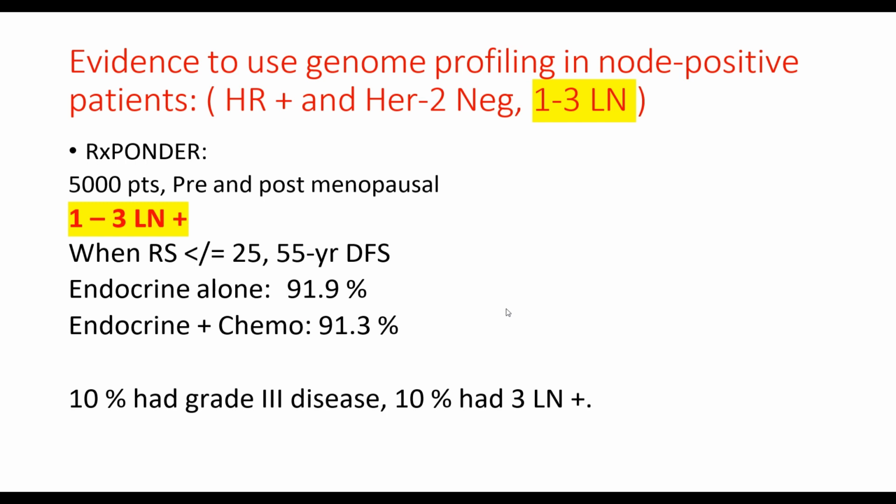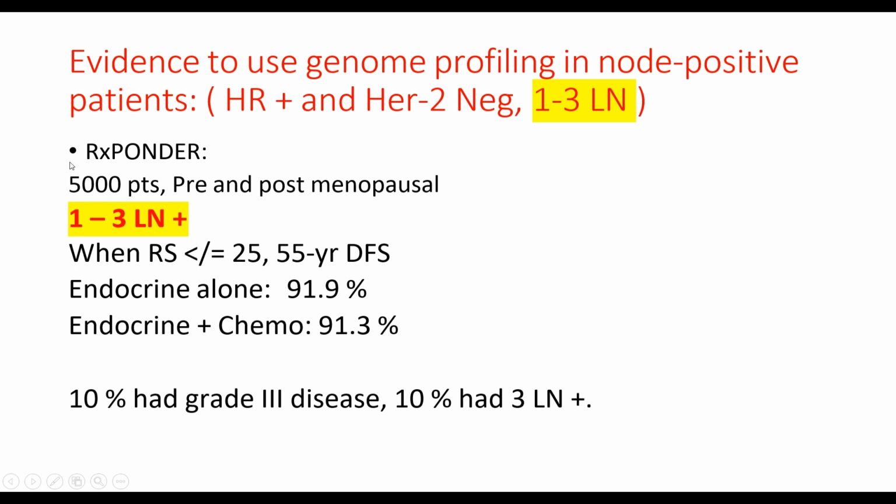So this is about the node negative population. There can be patients with a lower lymph nodal burden, up to three positive lymph nodes. Can we still use Oncotype DX to decide, can a lymph node positive breast cancer patient avoid chemotherapy? That is the question that we are trying to answer here.